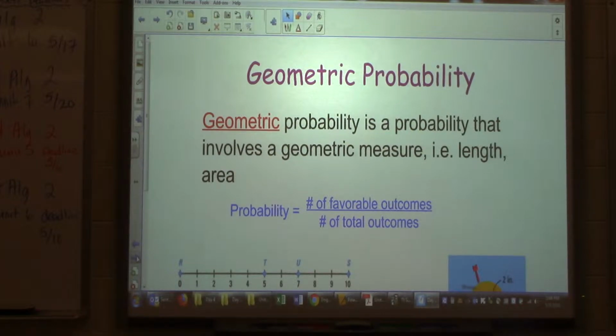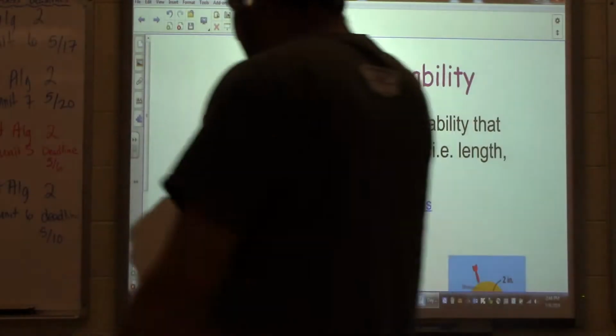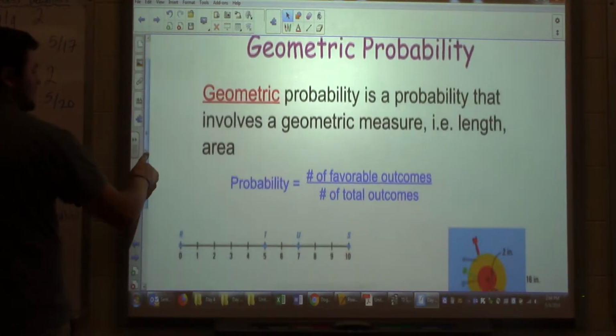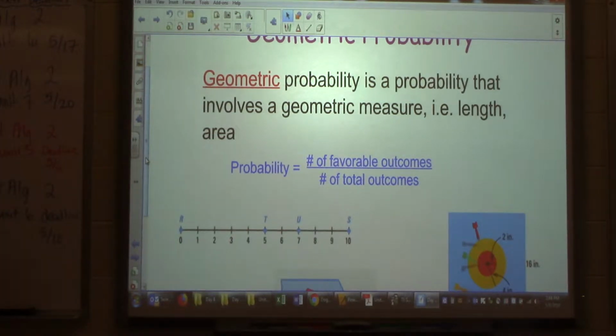So the probability formula is the number of favorable outcomes over the number of total outcomes. Like I said, that might include a length, it might include an area. So it might include the area of a favorable outcome over the area of the total outcomes. Might include the length of a favorable outcome over the length of a total outcome, anything like that.